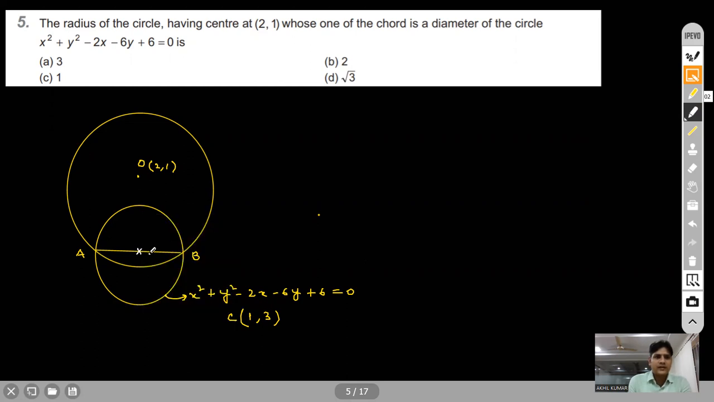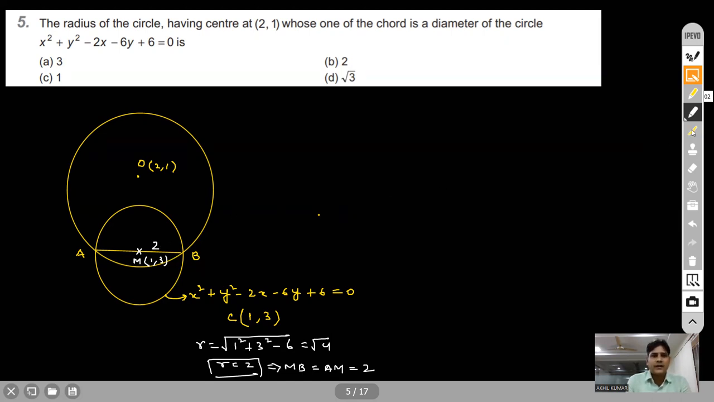Suppose I am taking this point as M. So the coordinates of this will be (1, 3). And what is the radius for this circle? Radius for this circle will be the square root of 1 squared plus 3 squared minus c, which is -6. So 1 plus 9 minus 6 equals root 4. So the radius of this is 2. So this MB, or AM, is equal to 2. Okay, so this unit we came to know as 2.